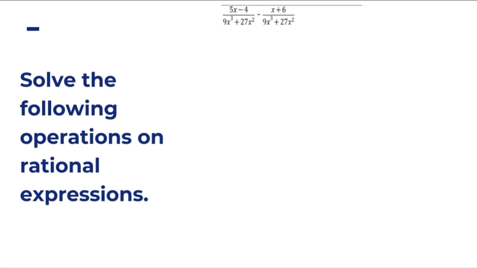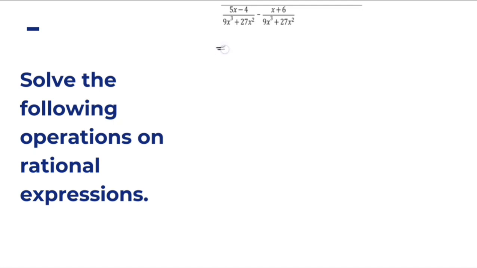So, given our expressions here, (5x - 4)/(9x^3 + 27x^2) minus (x + 6)/(9x^3 + 27x^2), we'll be following the steps on addition or subtraction of rational expressions. Since the operation here is subtraction, the first step is to find the LCD. But as you can see, our denominators are already the same. So that means we'll skip that part and just proceed with the subtraction of the numerator.